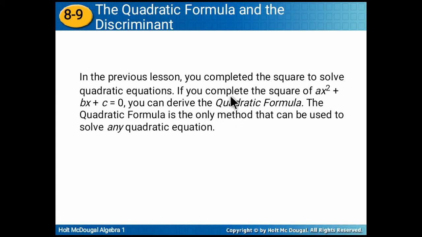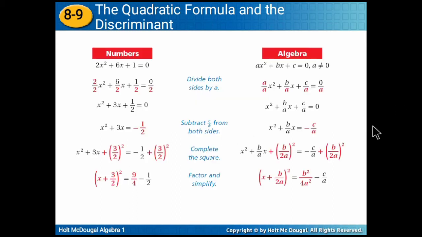If you complete the square of ax squared plus bx plus c equals 0, you can derive the quadratic formula. The quadratic formula is the only method that can be used to solve any quadratic equation. Now, in the numbers, we have 2x squared plus 6x plus 1 equal to 0. In the algebraic expression, we have ax squared plus bx plus c equal to 0, and a is not equal to 0.